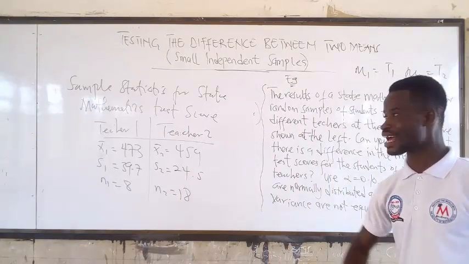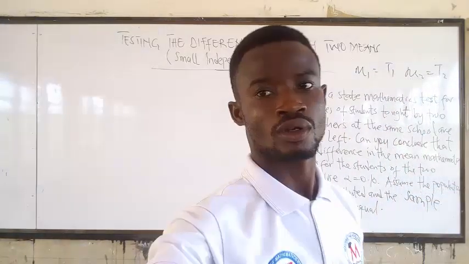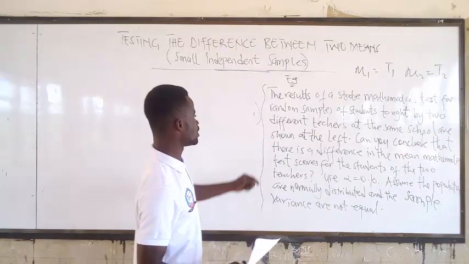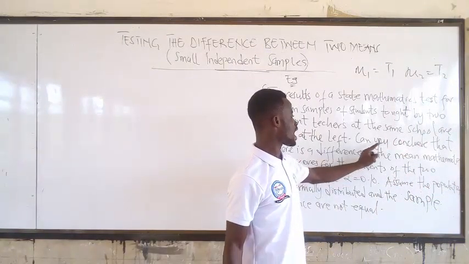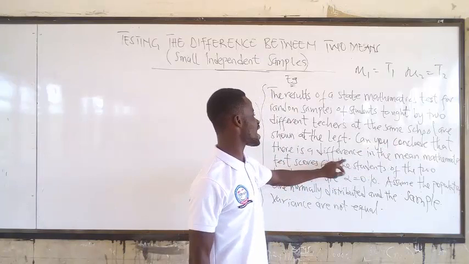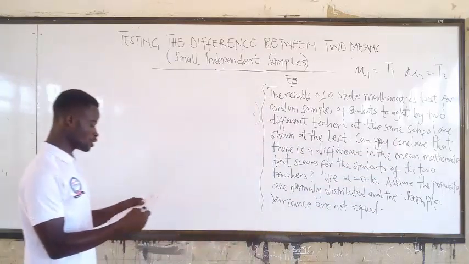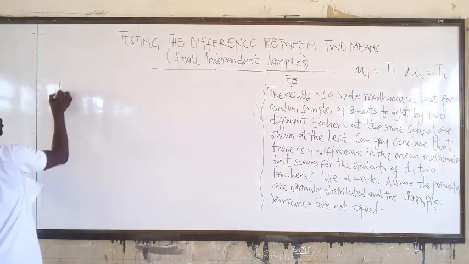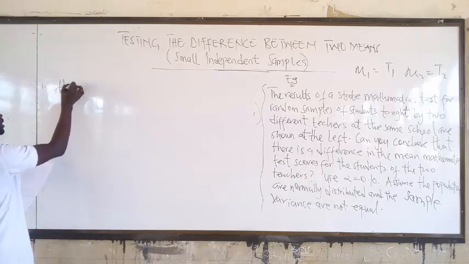Good. So that is that. So now let's see the claim. The claim is: can you conclude that there is a difference? Can you conclude that there is what? A difference. So we have step 1.